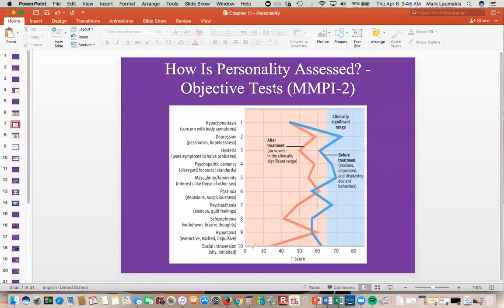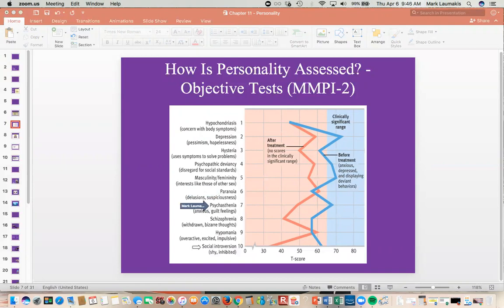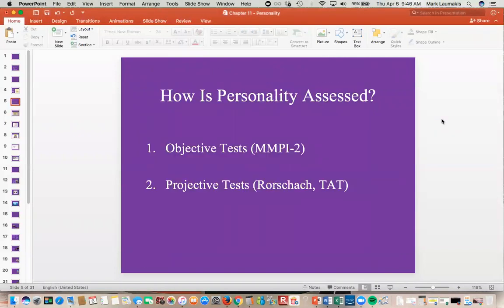If you take a personality class, you'll learn a lot more about the MMPI-2. But it gives us a good sense of what's going on here across a number of different dimensions. Here's a depression scale. There's a paranoia scale. Here is psychasthenia, which is like an OCD type of scale. Social introversion, right? How outgoing and extroverted are you, or how sort of inward focused, inhibited and introverted are you? Okay, again, good reliability, good validity. That's the key take-home message here for the objective test like the MMPI-2.